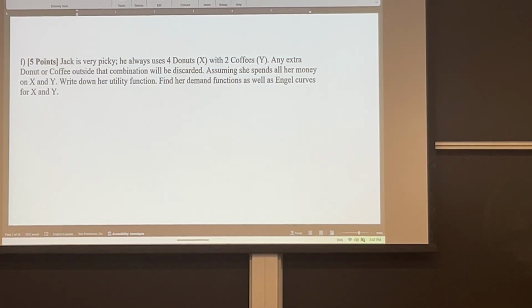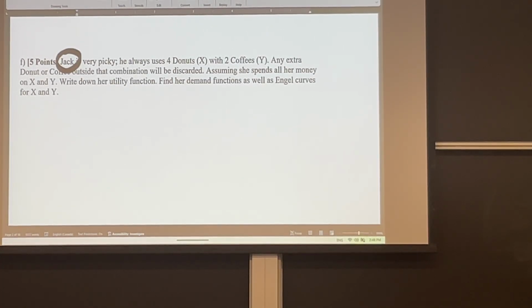Next one, Jack is very picky. This was actually Vicky is very picky, but Vicky got very upset. So I changed it to Jack. And that's not the Jack we know, that's some other Jack. I don't want to get anyone upset, it's just a name.